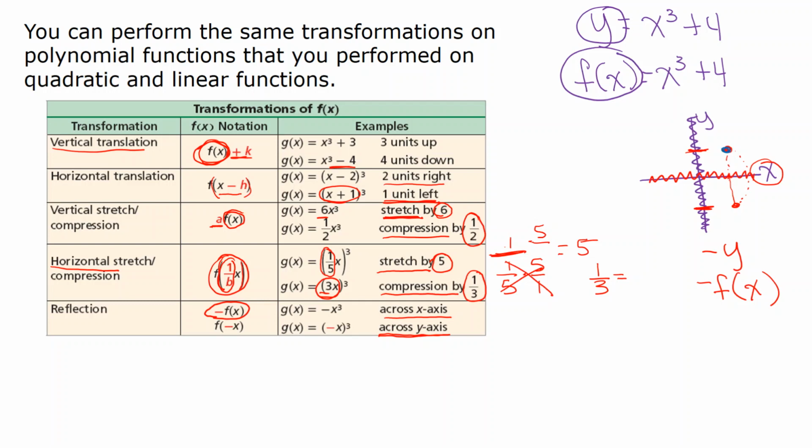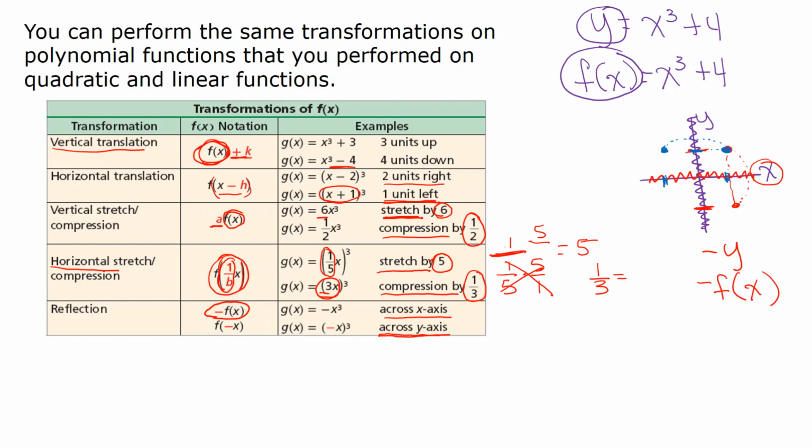Let's say we're right here. We're at x is 2 and y is 2. Let's say that. And this time we're going to reflect across the y-axis. So notice this time my y stayed the exact same, but this time my x is exactly opposite.